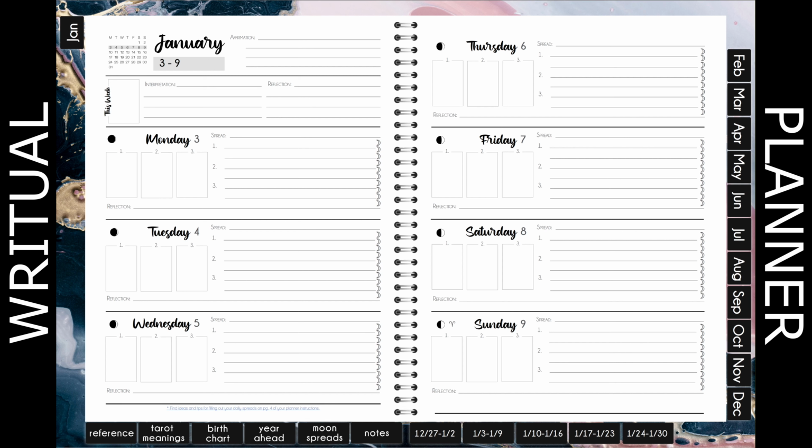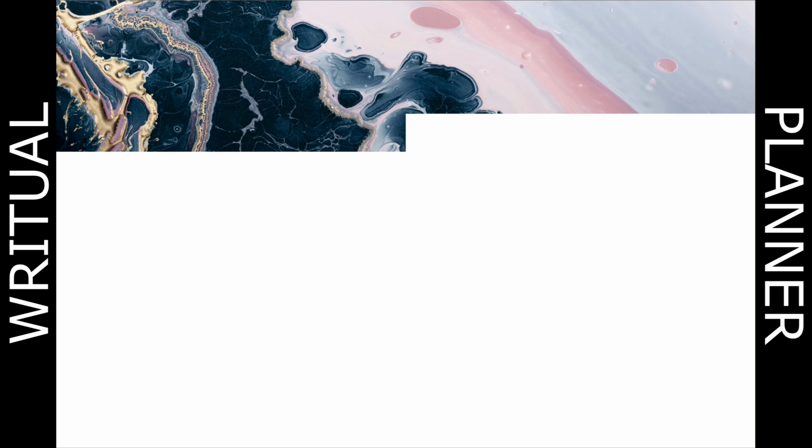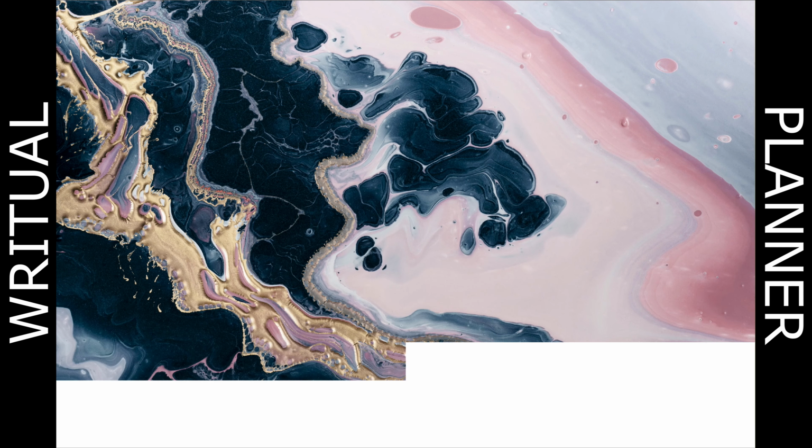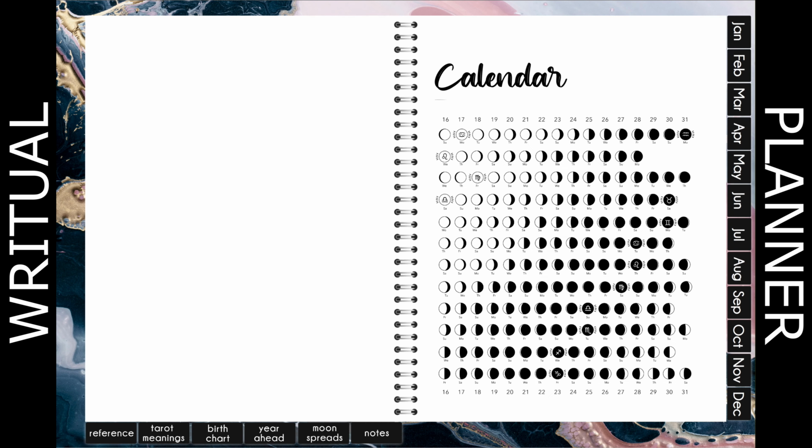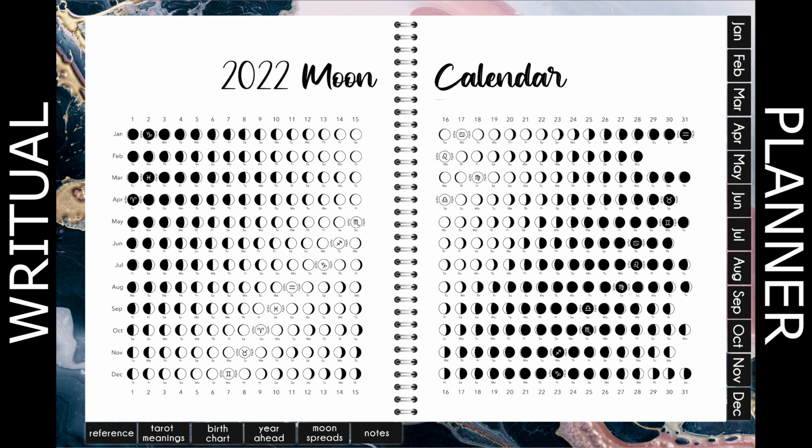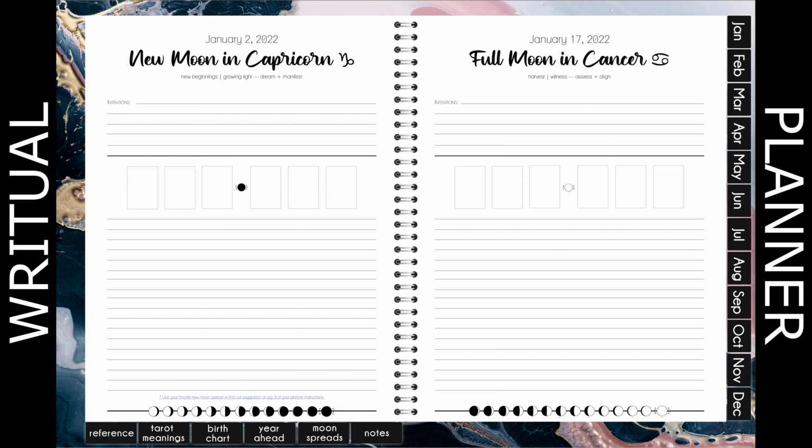At the end of all of the monthly pages, when you get to the end of December, the next section then is for our moon card spreads. So we start out with just an overview of all the moon phases throughout the entire year. So you can use that as a quick reference if you're looking for that. Again, we also included the sign that the moon is in, when it is full and when it is new. And then we have all of our spreads.